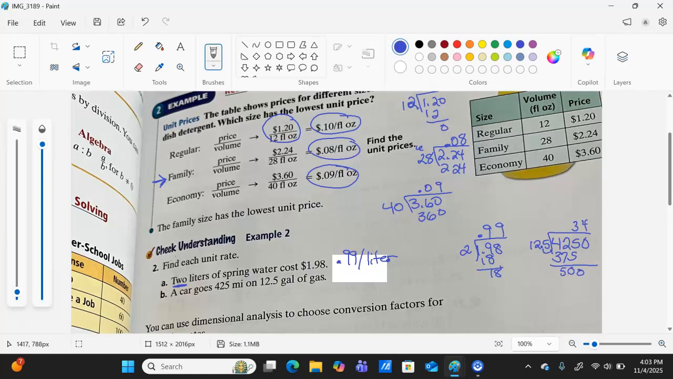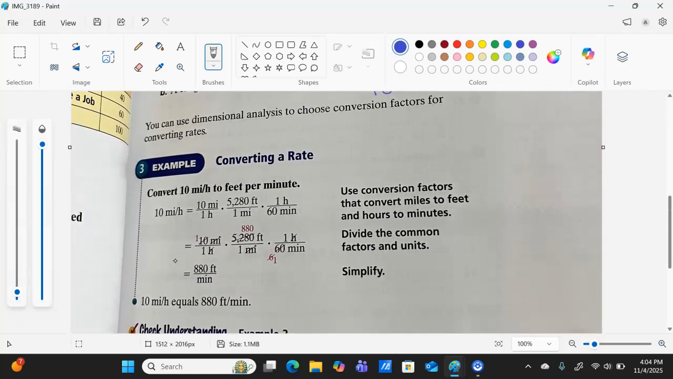500, that would be 4. 4 times 125 is 500. So here we get 34 miles per gallon. So that's the miles per gallon that you're getting. We're going to spend more time here.